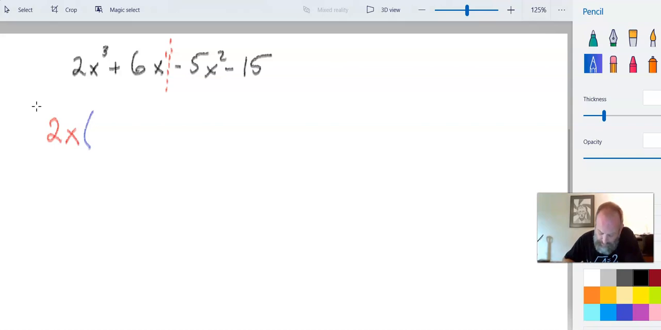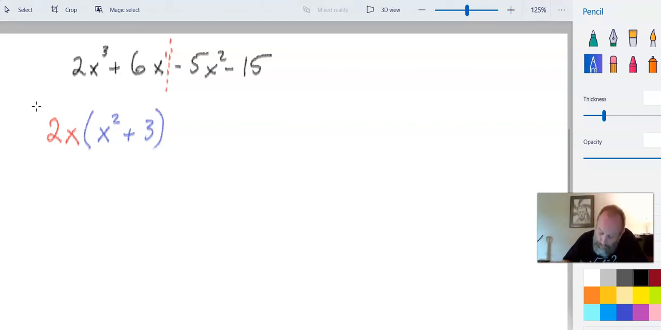So 2x times what gives me 2x cubed? Let's see, that would be x squared, because I got to get that exponent up to a 3. And then 2x times 3 will give me 6x. Okay, so I got that. X squared plus 3. Now, the back end. Now, here's something different than the previous example, is we have that negative there, right? And I had mentioned that it really helps if you divide this so that the negative is with this term.